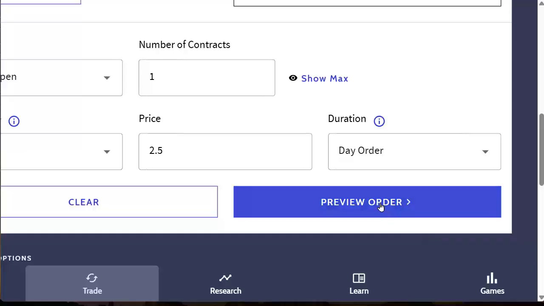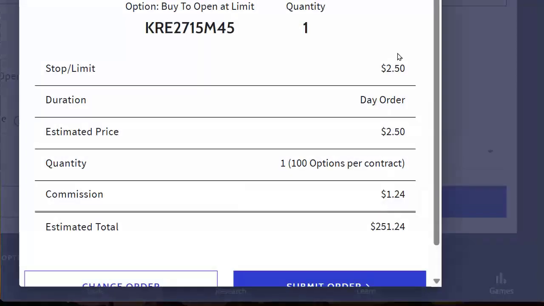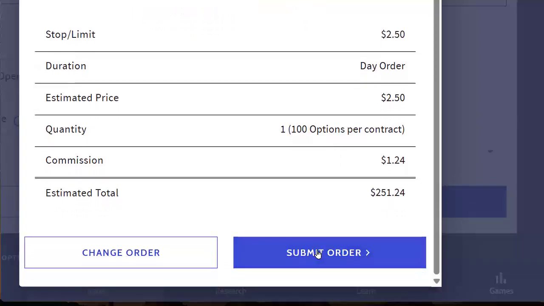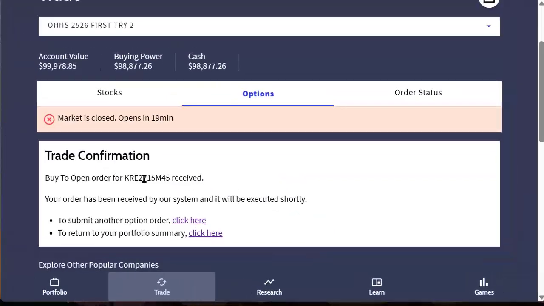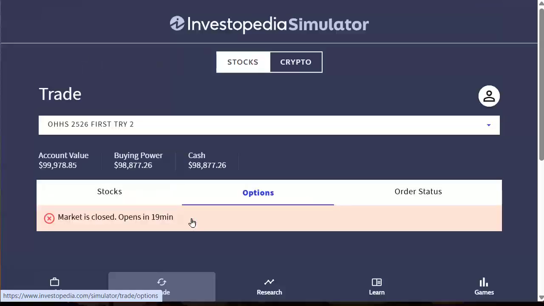So let's click on preview order. So we're willing to pay $2.50 times 100. You can see it's $250 plus there's a commission. Okay, again, there's the 100 right there, quantity 1, 100 options per contract. We're going to submit our order. It says the order was received. It tells us exactly what it was that we ordered. Now let's do one more. So let's click here. Yep, and there's the email that we made our order.